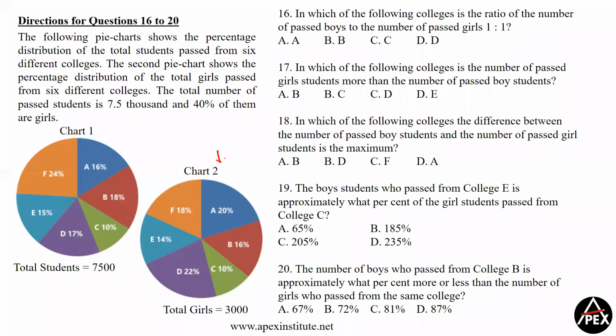Now this pie chart gives us the percentage distribution of girls, isn't it? The total number of passed students is 7.5 thousand, so 7,500, and 40% of them are girls. So what will be the total number of girls? 3,000. Okay, and we are given the percentage distribution of total students as well as girls in these 6 colleges. Here the percentage symbols are mentioned.